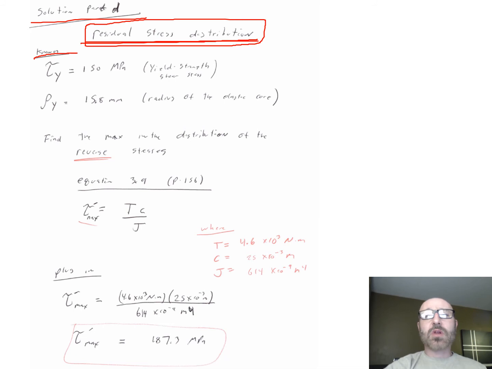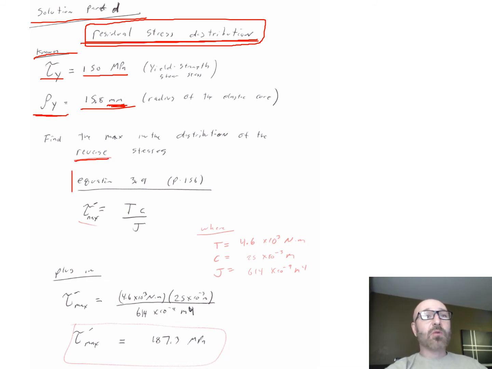We ask ourselves, what do we know? Tau sub y, our yield strength, was given to us as 150 megapascals, and our radius of the elastic core, which we solved for in part A, was 15.8 millimeters. Again, pay attention to our units here. This is in millimeters that we solved that for. And we need to find the max in the distribution of the reverse stresses.